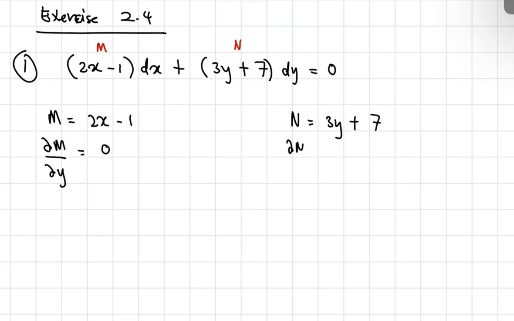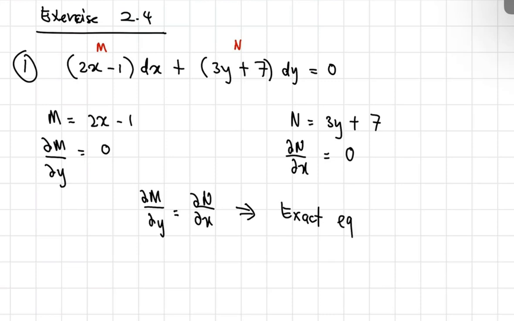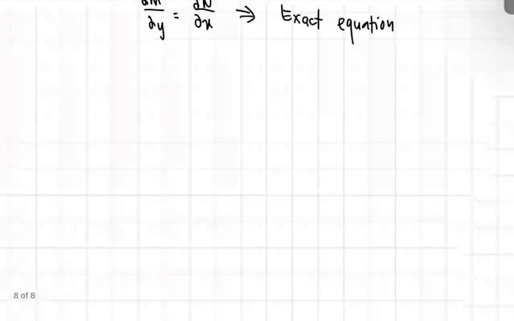Function N, differentiate: derivative del n over del x. There is no variable x, so 3y is a constant, and plus 7 is also a constant. That means both derivatives are 0, hence we conclude del m over del y equals del n over del x. So this is an exact equation, and we must solve it by using the exact equation method.